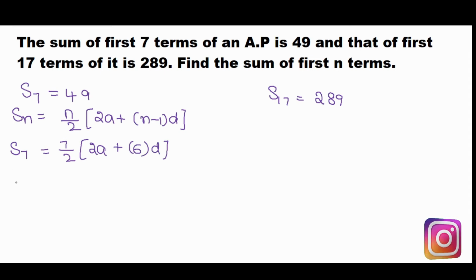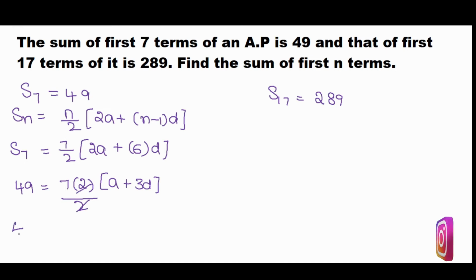So I know S7 is 49, which is equal to 7 by 2 into, you can see here, 2A and 6D. 2 is common. I'm going to take that 2 out as common. What remains in the bracket now? A plus 3D. And in the denominator you have 2. This 2 and this 2 get cancelled. So I land up with an equation: 49 is equal to 7 into A is 7A plus 7 threes are 21D. Let this be equation number 1.